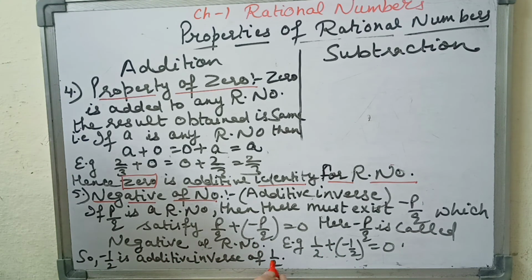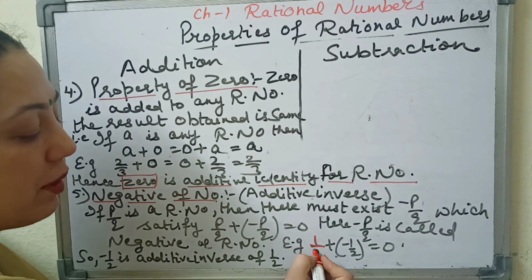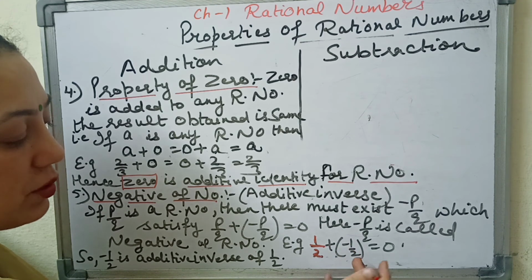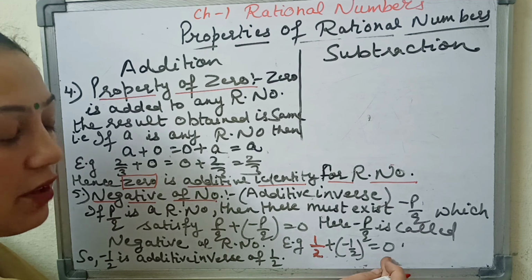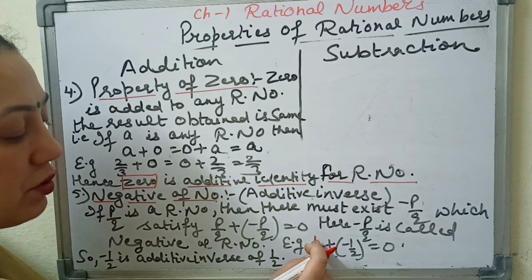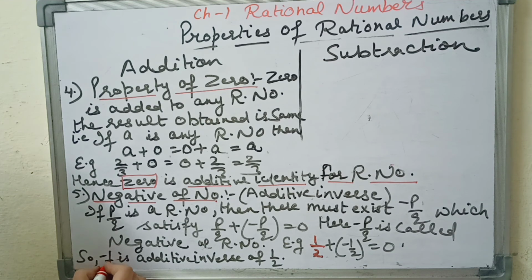Now, let us explain by taking one example. For example, if I take one rational number 1 over 2, when I add it to its negative number, that is minus 1 over 2, then what result will you get? You will always get 0. So, what we conclude here is that 1 over 2 and minus 1 over 2 are negatives of each other. That is, minus 1 over 2 is also known as the additive inverse of 1 over 2.